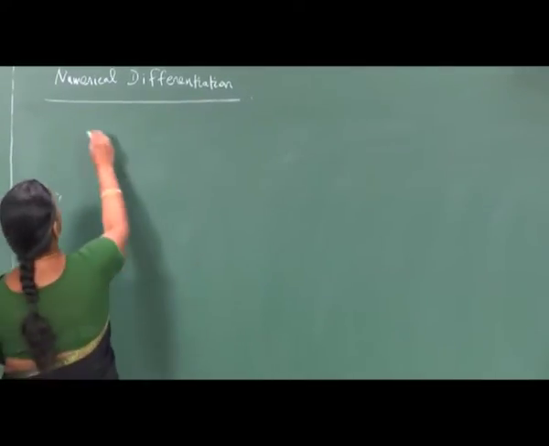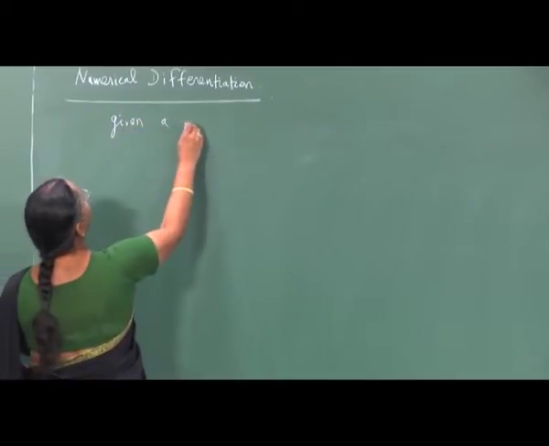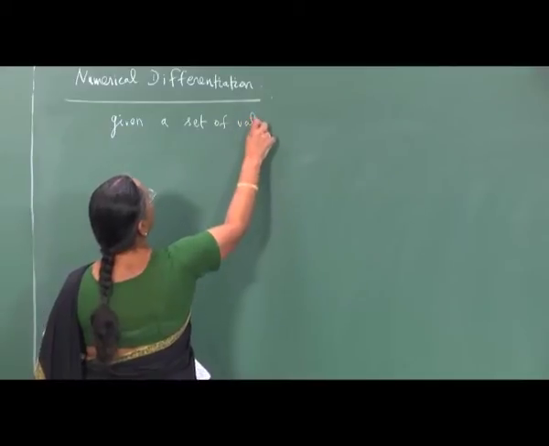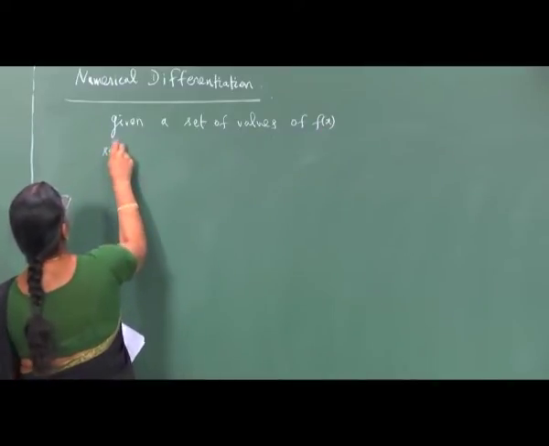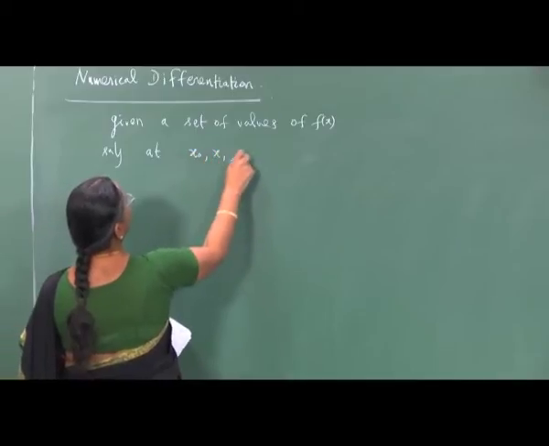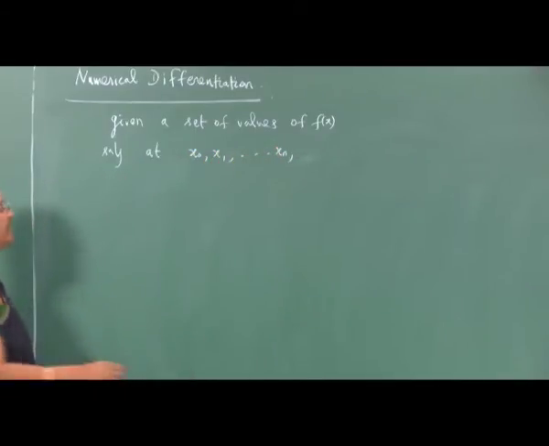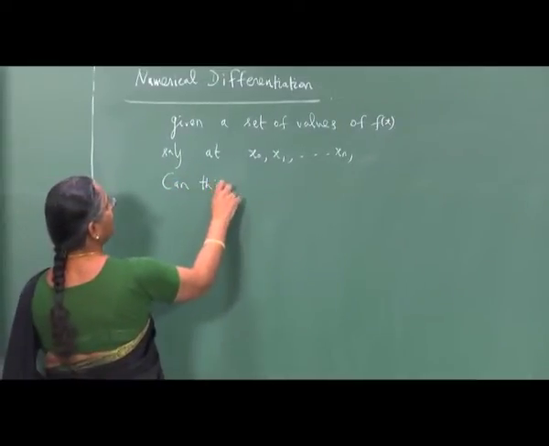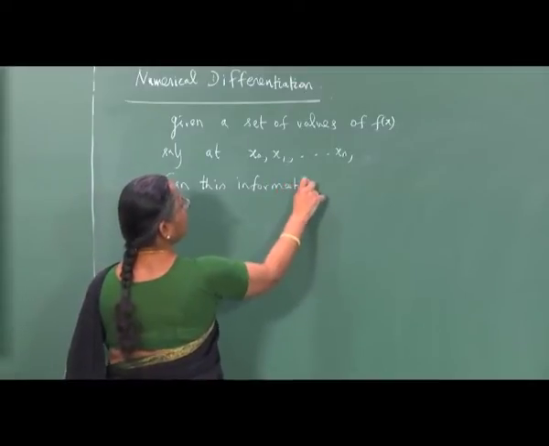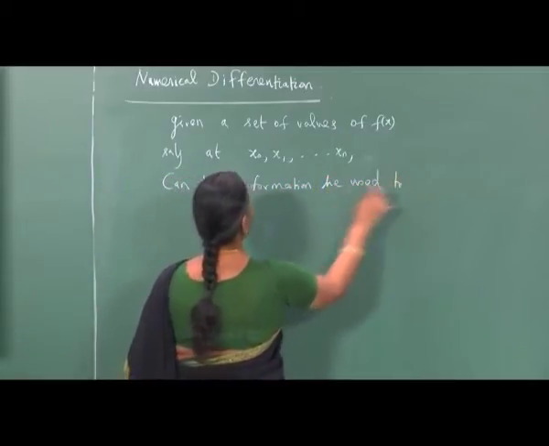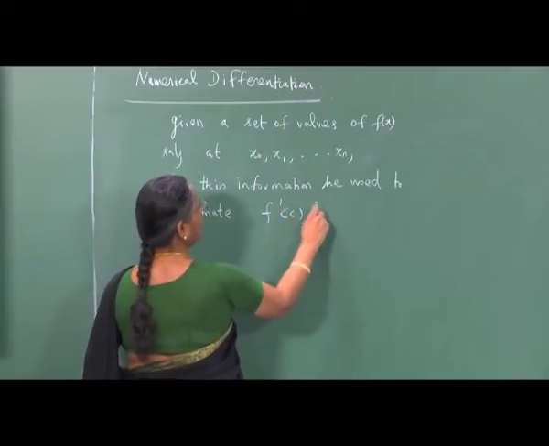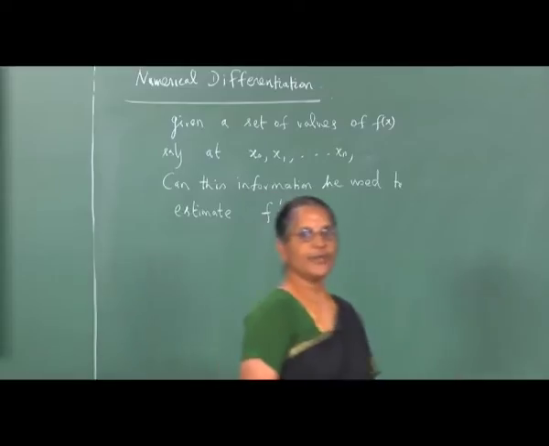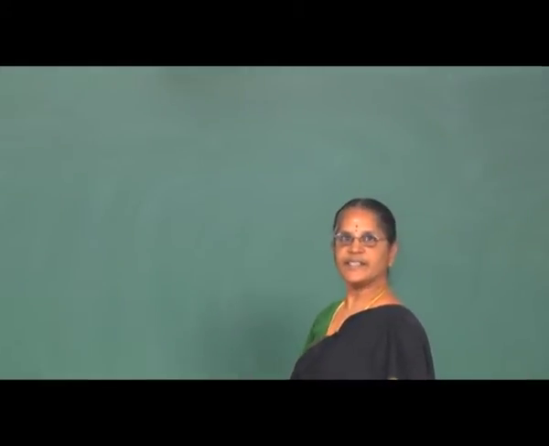So, given a set of values of f of x, say at x naught, x1, etc., xn, the question is, can this information be used to estimate the derivative of f at some point, say c. This question is answered in numerical differentiation. The answer is yes.